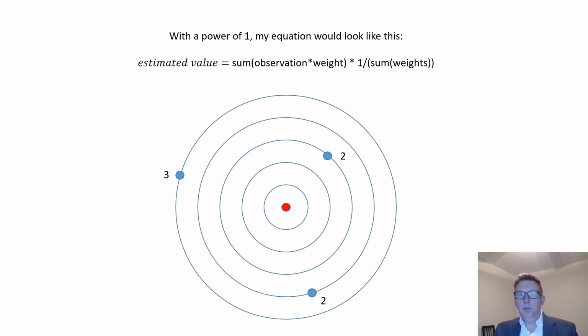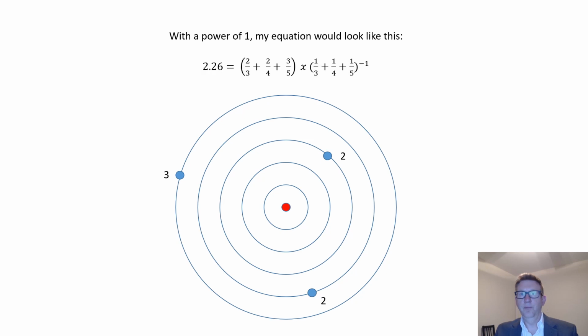If I were trying to guess my value, I could plug this into my formula for IDW and it would look something like this. The estimated value is going to be equal to the sum of the observation times the weight, divided by the sum of all the weights. And in practice, that looks something like this.